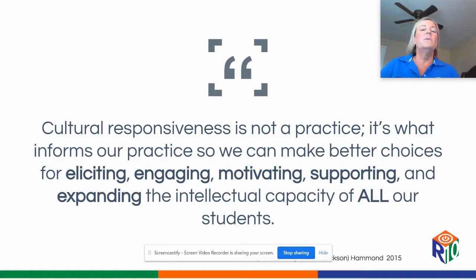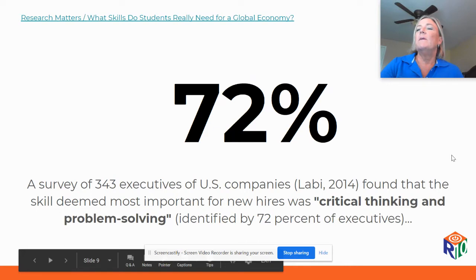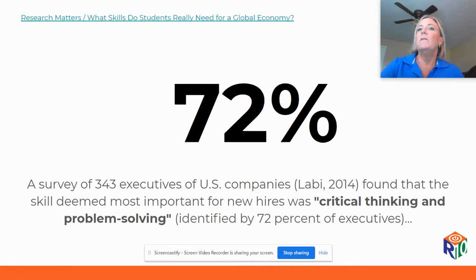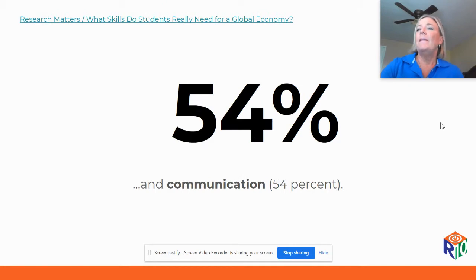And there were surveys performed among executives in the workforce, and they were given the opportunity to explain what the top skills they were looking for in employees. Of those 343 executives that were surveyed, 72% said critical thinking and problem solving are top skills. Right behind that, collaboration and teamwork. And right behind that, communication. So if those are the skills executives are looking for, and if students who have multicultural experiences tend to be more creative, then they're actually going to be a tremendous asset for our workforce.